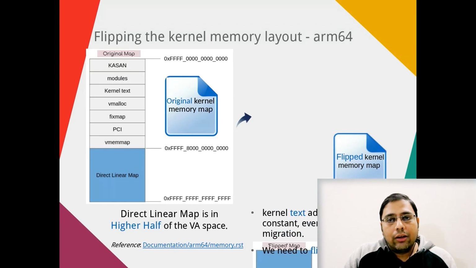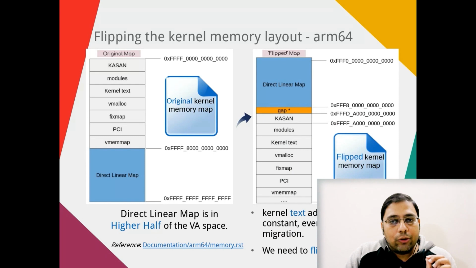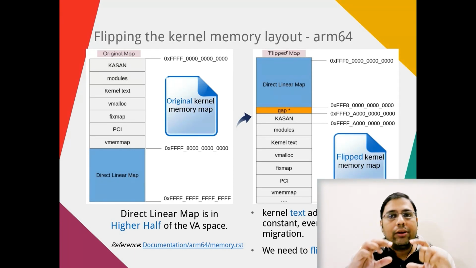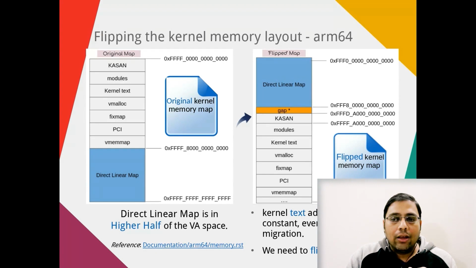So by default, with up to 48-bit virtual address support, the ARM64 kernel memory map looks like something shown on the left side. The direct linear map was placed at the farthest end of the memory range, whereas the kernel text range was kept near the lower address ranges. Now for the 52-bit support, we flipped the kernel memory map but decided to keep the kernel text addresses same as earlier. So this was to ease the transition from the 48-bit to the 52-bit address space.